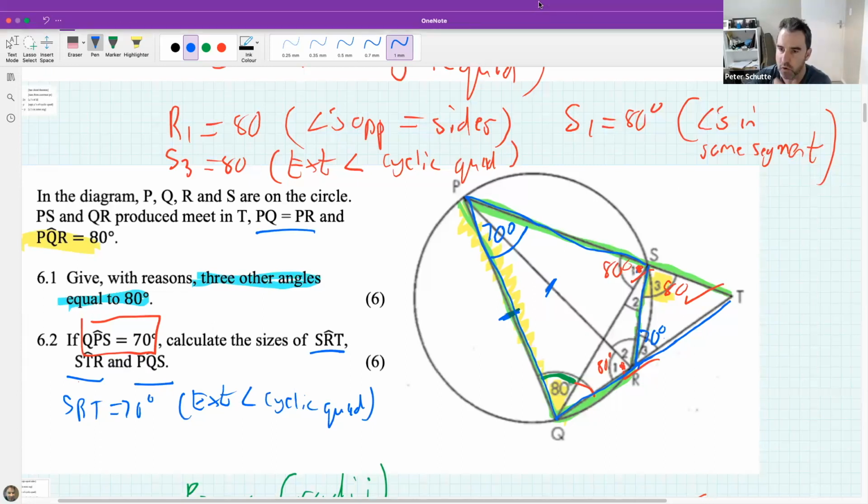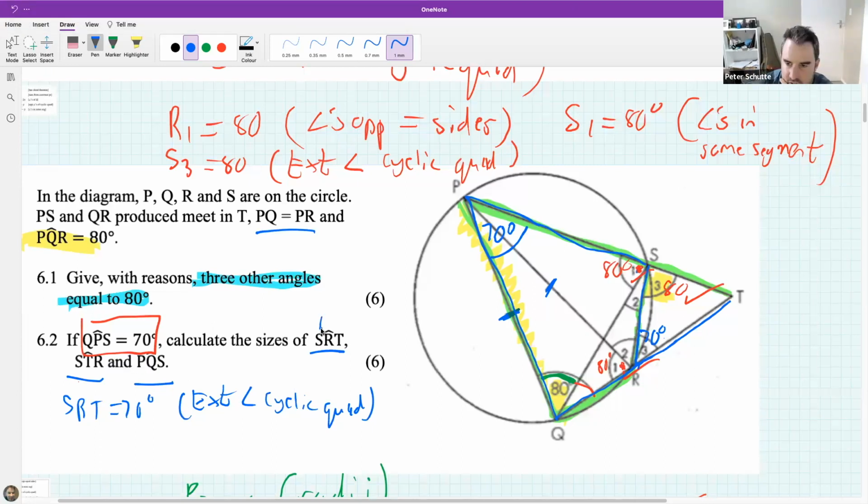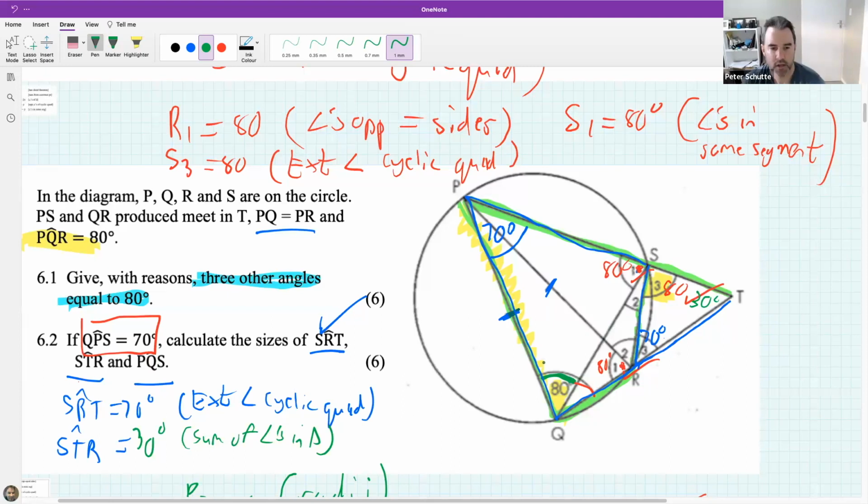Then we need to find, so we did SRT, STR is the next one. I feel like that's a bit easier though. So if that's 80 and that's 70, this must be 30 because of angle. So we go 30, sum of angles in triangle. Then what's the last one we still have to do?